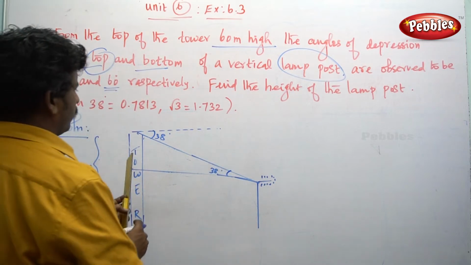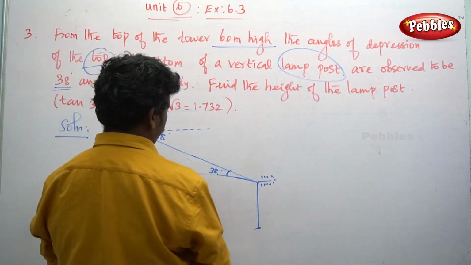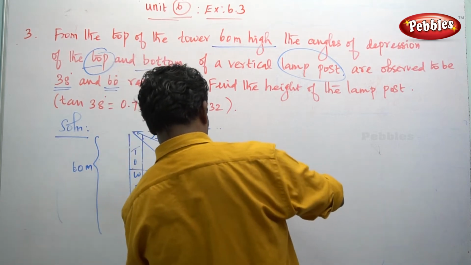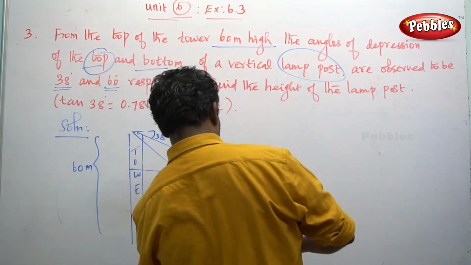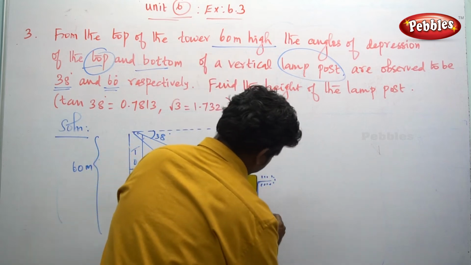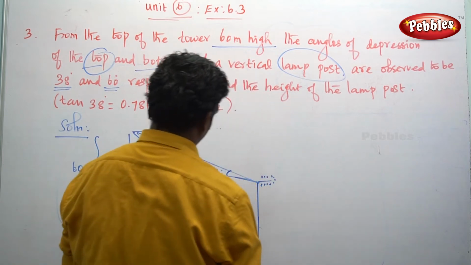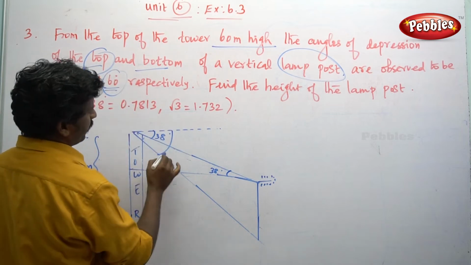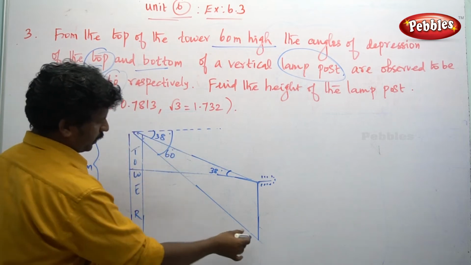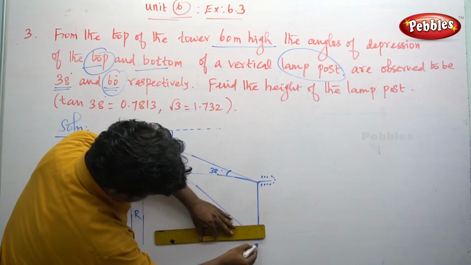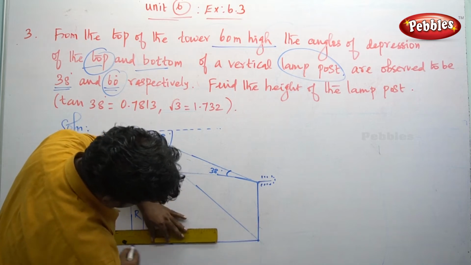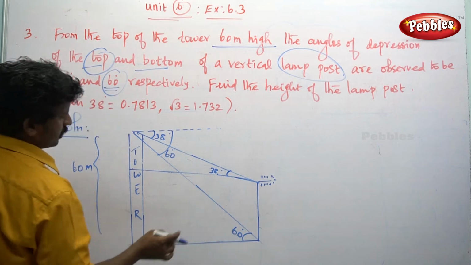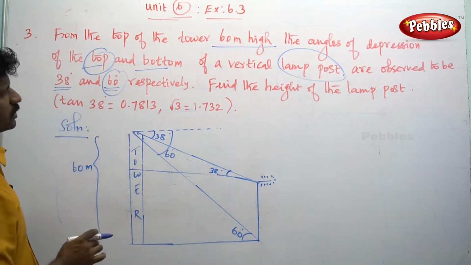And bottom, lamp post ஓட bottom, this is, பாருங்க, this is the lamp post ஓட bottom. இது வந்து எவ்வளோ? The 60 degree. This is 60 degree. அப்போ இந்த angle, the alternative angles இல்லையா? So this is the 60 degree. இங்கே என்ன 60 degree இருக்கோ அதோட alternative angles 60 degree. பாருங்க. So what is the question?